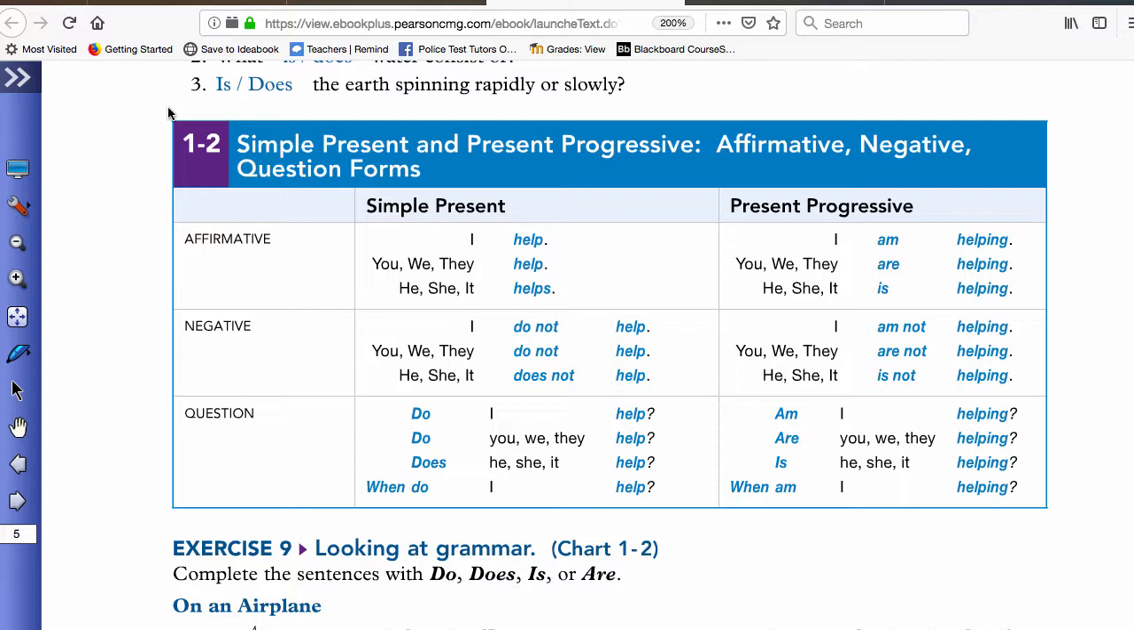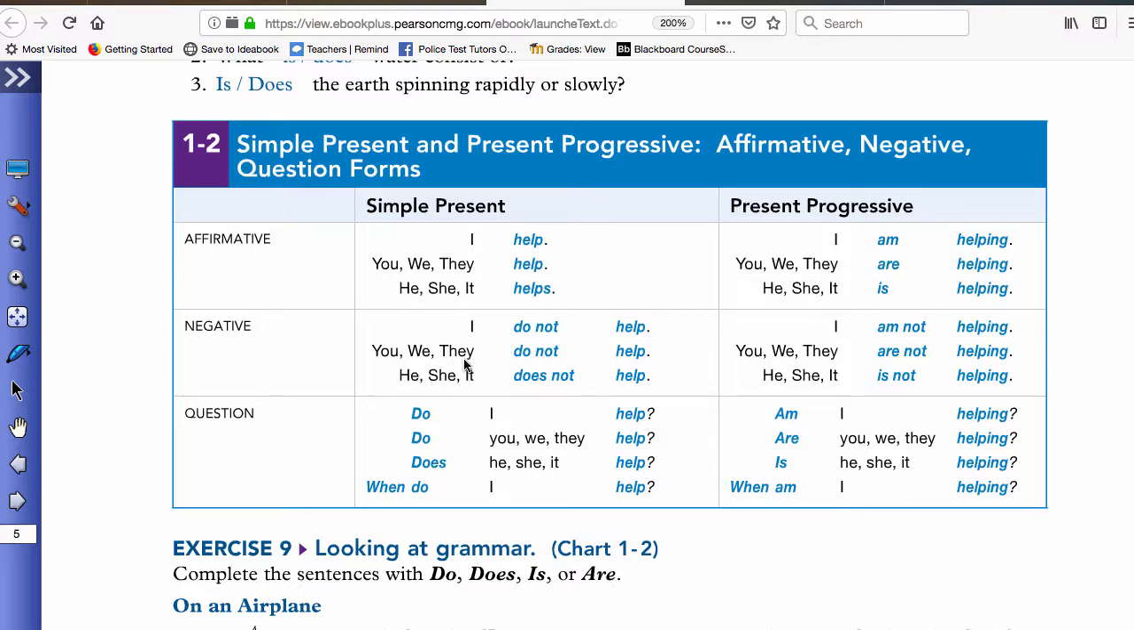This is very simple for you since this is an advanced grammar class. You probably know most of it, but we'll do something very quickly here. The affirmative is just what you positively do. I help, they help, we help, he or she, it helps. Okay, for the third person singular, we add that S. And if we want to show that this is an in-progress action, we go to the be verb: I am helping, they are helping, she is helping, he is helping. Okay, all this is very, very familiar to you.